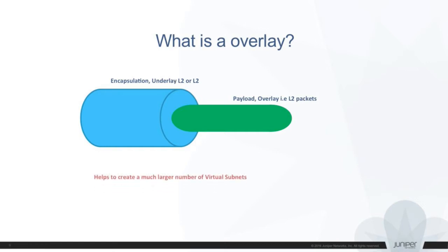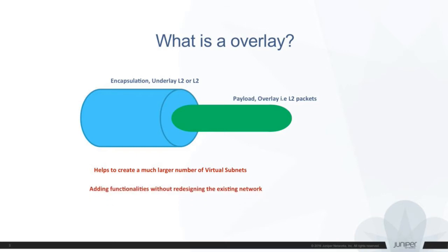Overlay, as you all know, helps one to create a much larger number of virtual subnets over the existing physical network. It adds functionality to the existing network without altering it. One can create logical tenant topologies over the same physical network. It also decouples the logical topology from the physical underlying network topology.